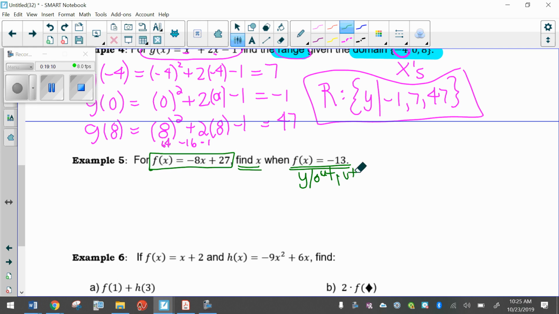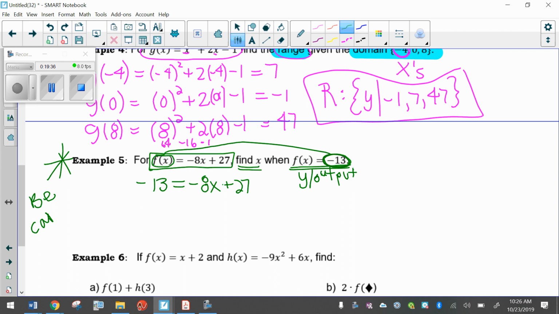Oh, my board is mad at me. So we're going to take this negative 13. We're going to make it the output. So negative 13 equals negative 8x plus 27. So let's put a little star by this one to be careful. We will throw in a couple where you're not filling in for x, and instead you're filling in for f of x, which is the answer. So then we've got to solve for x. Well, we know how to do that.